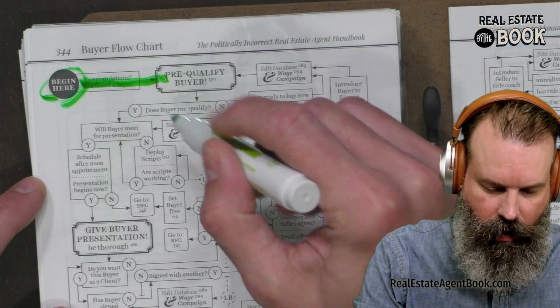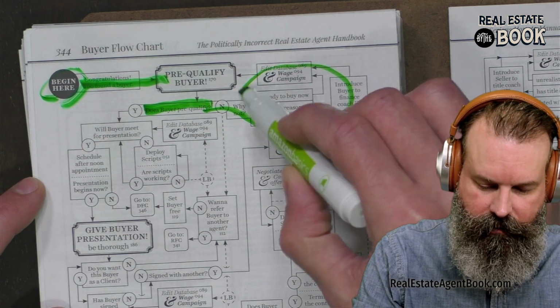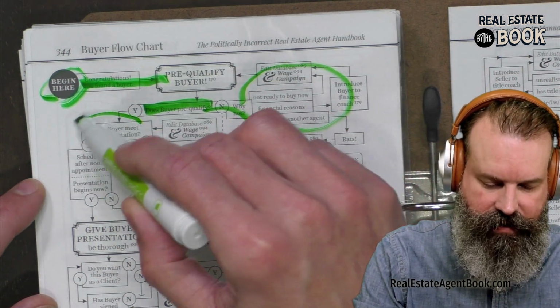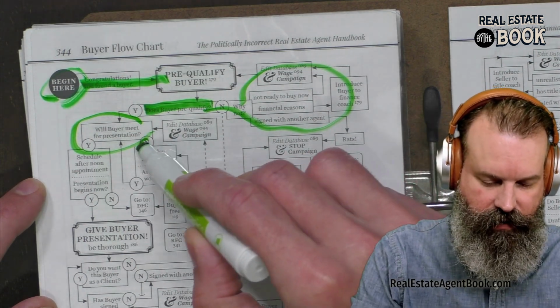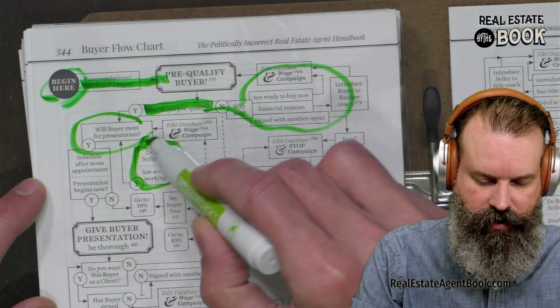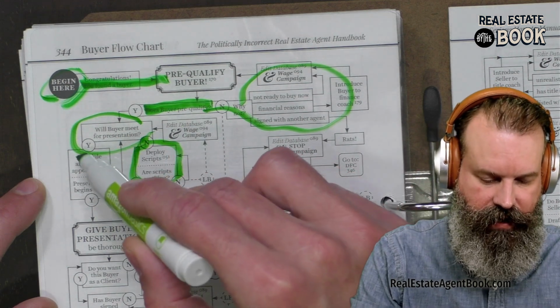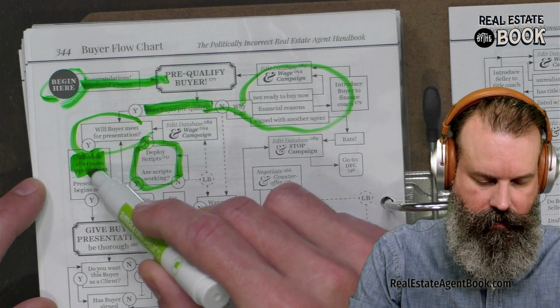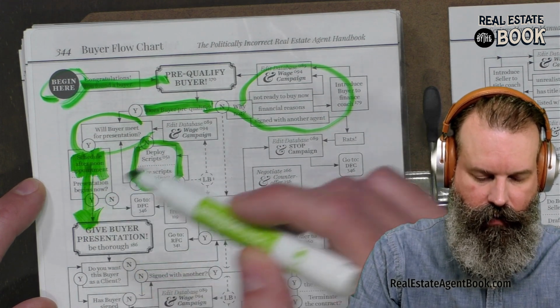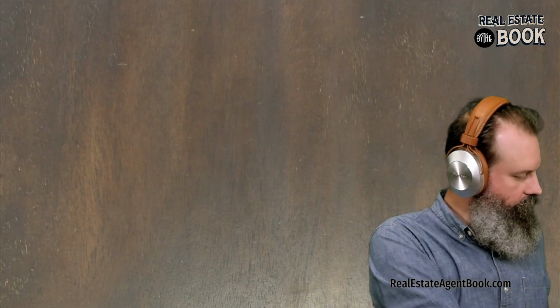So we will know through this: does the buyer qualify? That's the next question. If no, then you go this way. If yes, will the buyer meet for a presentation? If the answer is no, then we're going to use some scripts, and we're going to talk about that in a moment. If they say yes, then we are going to schedule a presentation, and then we're going to give that presentation. So that is the overview.